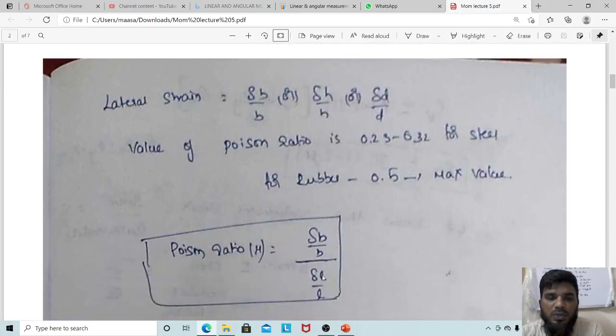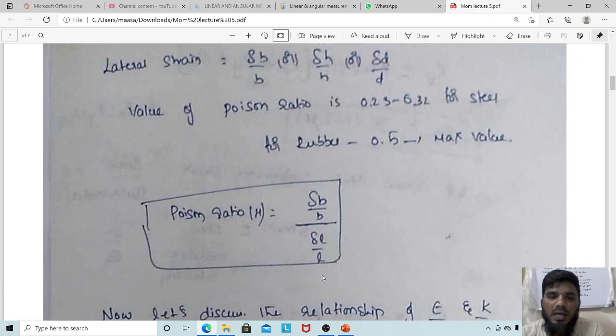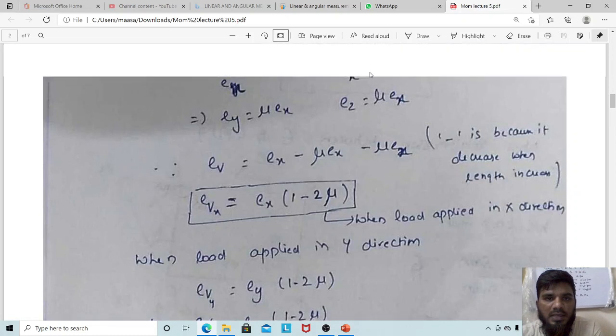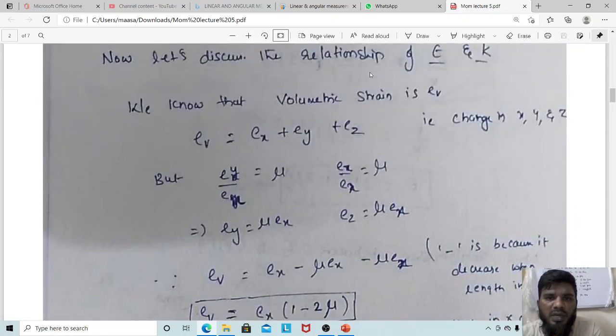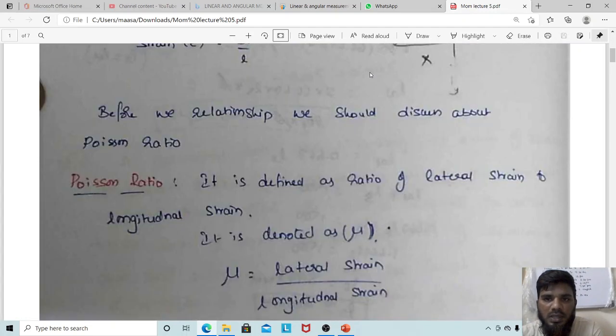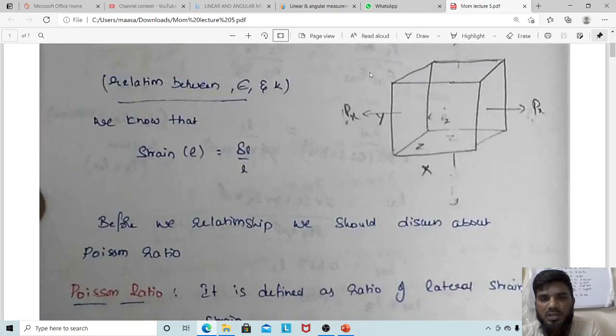So Poisson's ratio we can write as delta B by B over delta L by L. Instead of delta B by B, you can even use delta H by H or delta D by D, based upon the type of problem and the type of application. We will keep on seeing this. Now, when I say volumetric strain, as I have shown in the first diagram, first I am taking a cubic structure on which I am adding three axes: the x-axis, y-axis and z-axis.